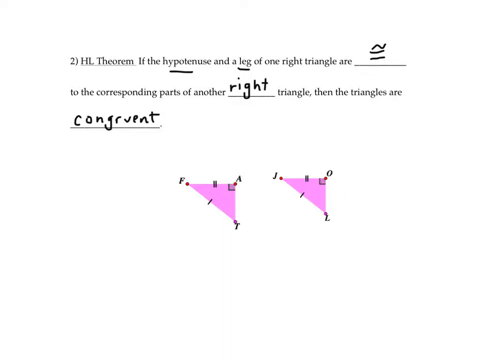Okay, so check it out. In our picture here, you definitely see we have two right triangles. The right angles are highlighted for us. And then this is the hypotenuse of the first triangle, FT. And JL is marked congruent to that, and JL is the hypotenuse in our second triangle. And then the other two sides, the two legs, are the sides that make up the right angle. And here we have FA marked congruent to JL. So by hypotenuse leg, we can determine that these two triangles are congruent. They have exactly the same size and same shape.